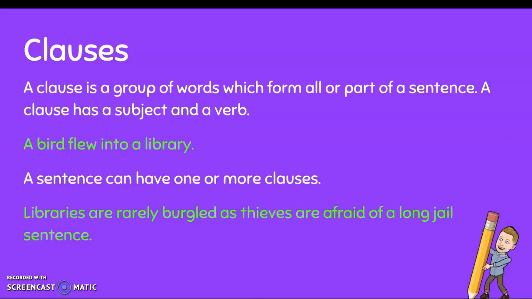For example, a bird flew into a library. That is a clause. It's also a simple sentence. It has a subject and a verb. The subject is the bird. The verb is that it flew.